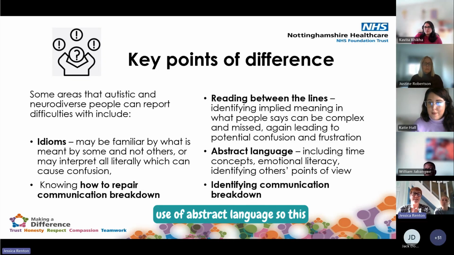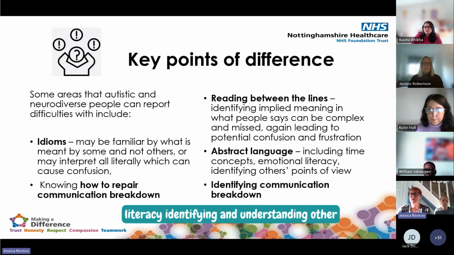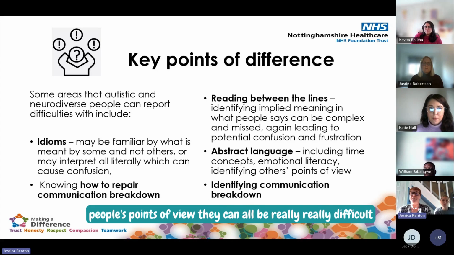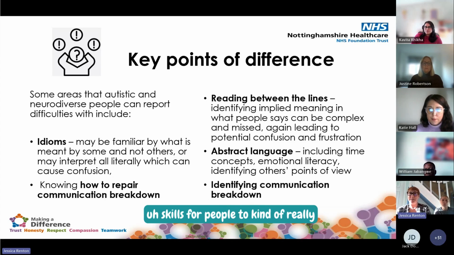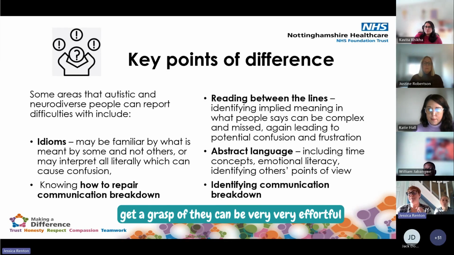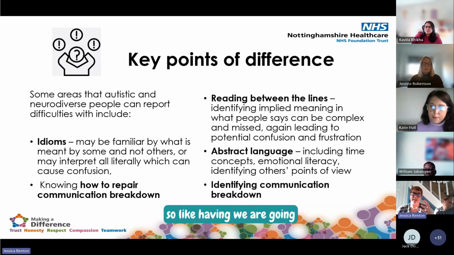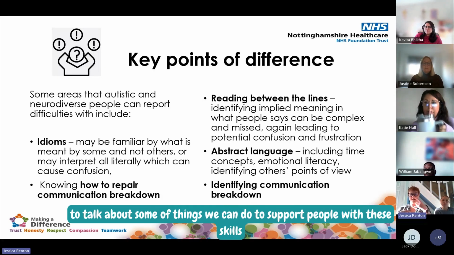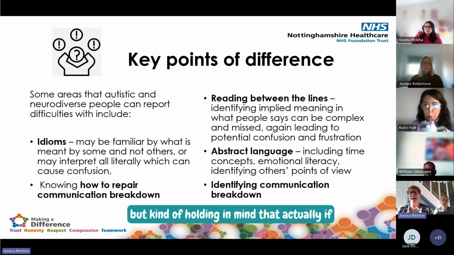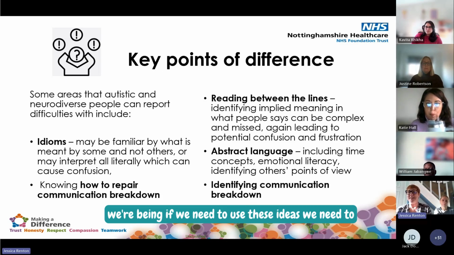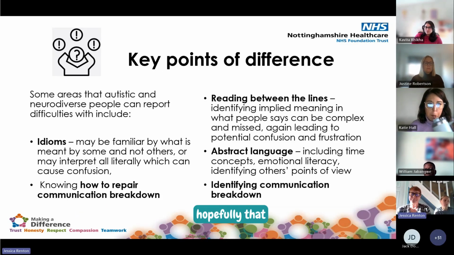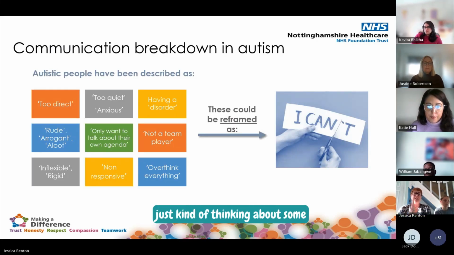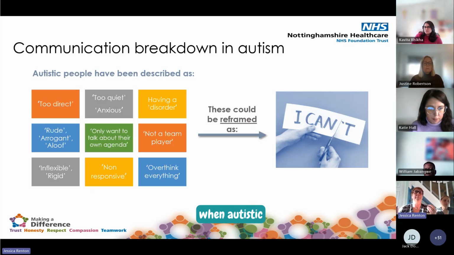Use of abstract language, so this can be things like time concepts, emotional literacy, identifying and understanding other people's points of view. They can all be really, really difficult skills for people to really get a grasp of. They can be very, very effortful. There can be a lot of shame when you get it wrong. So we are going to talk about some of the things that we can do to support people with these skills, but holding in mind that if we need to use these ideas, we need to also be explicit with what we mean and what we're referring to. Hopefully that helps.